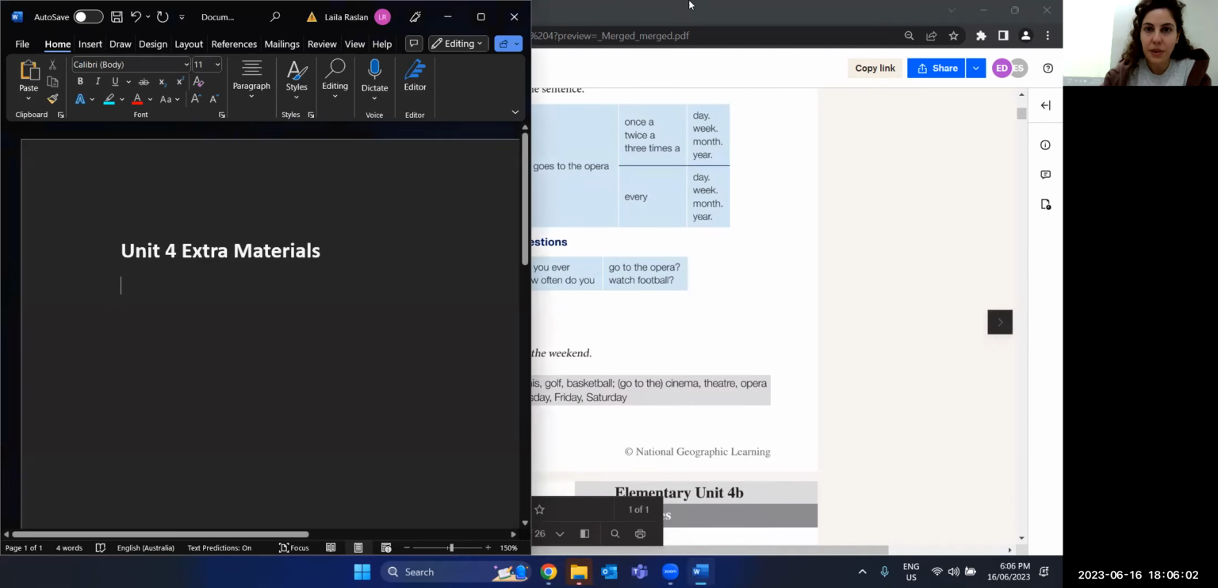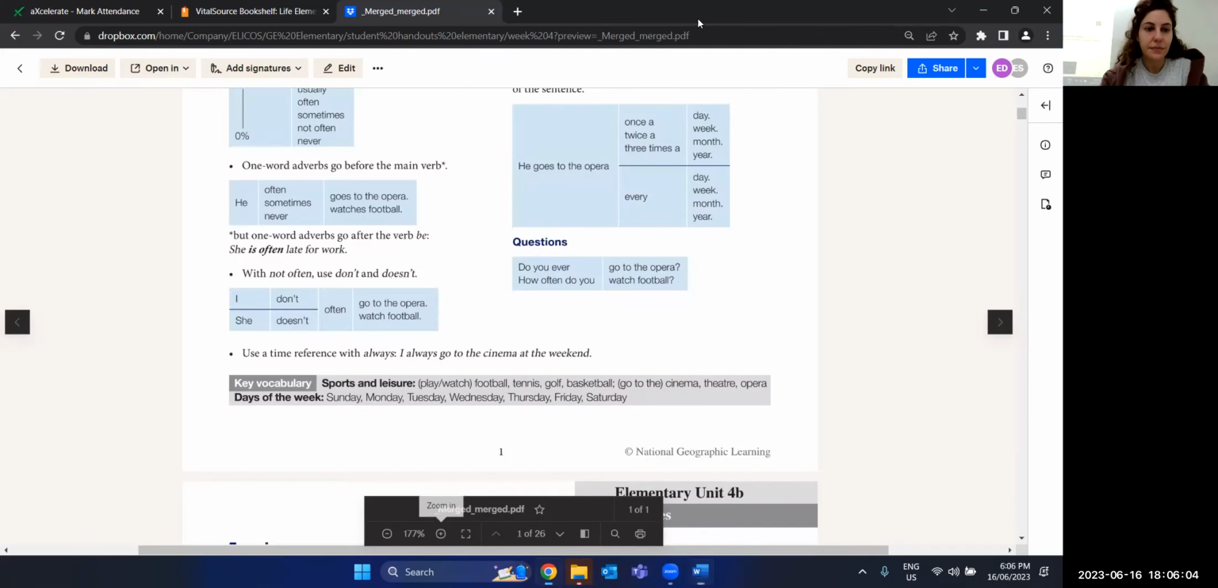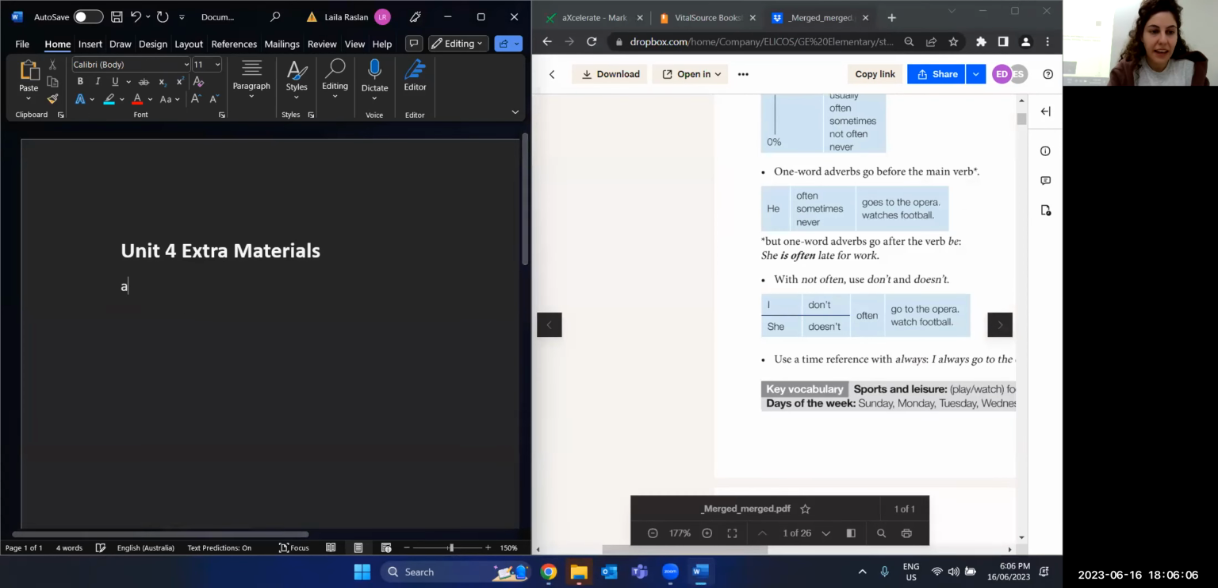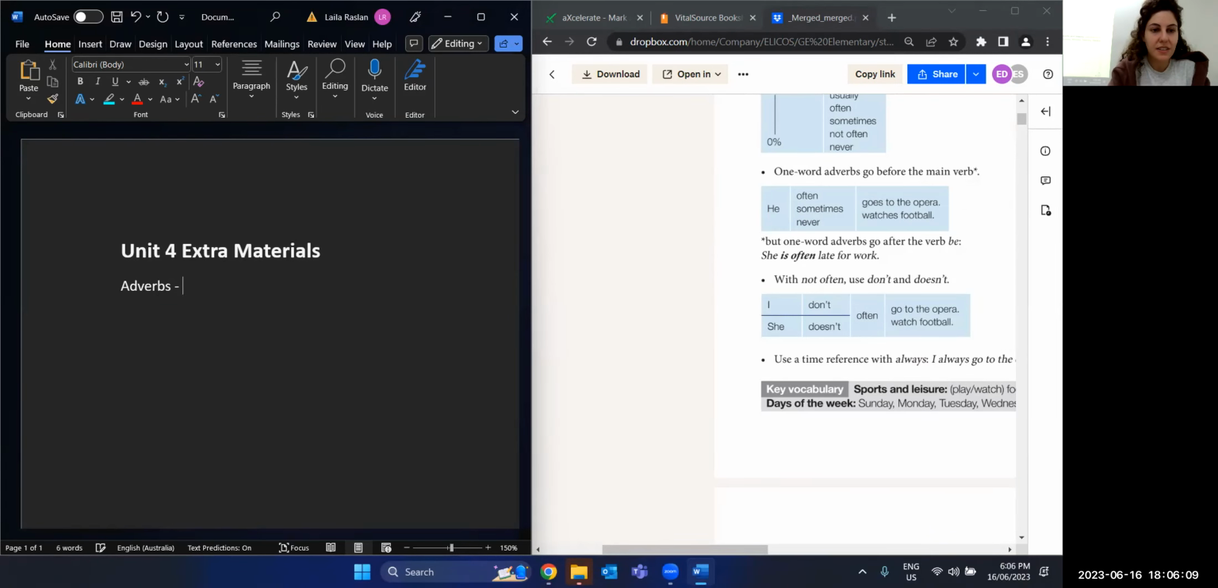So if I just put in some notes, we have the adverbs. They're words like always, sometimes, usually, occasionally, hardly, never, words like that. There's many more. So we have subject, the adverb, and the activity.